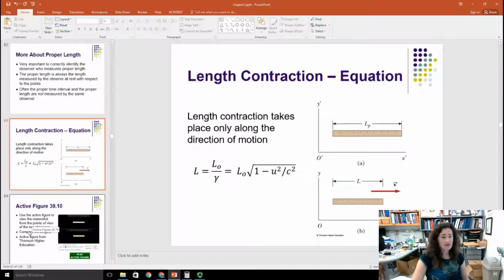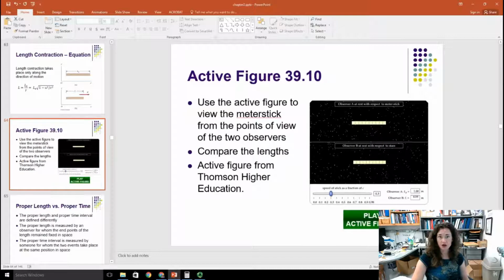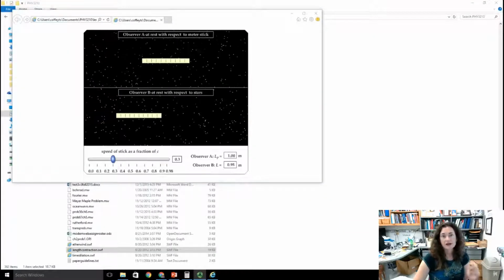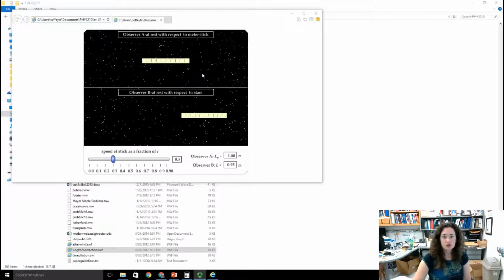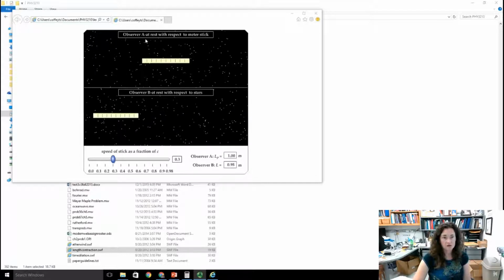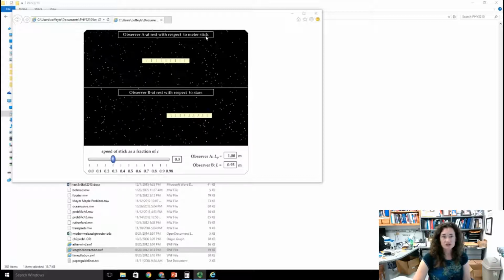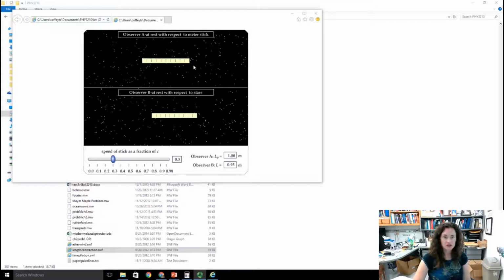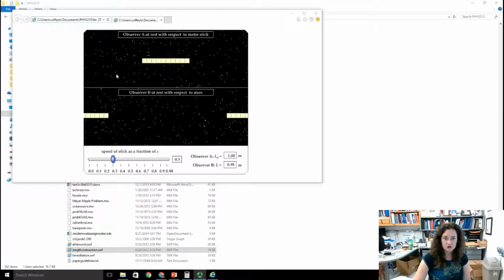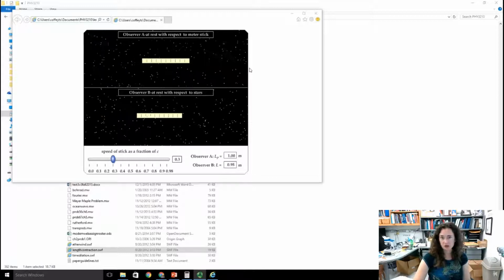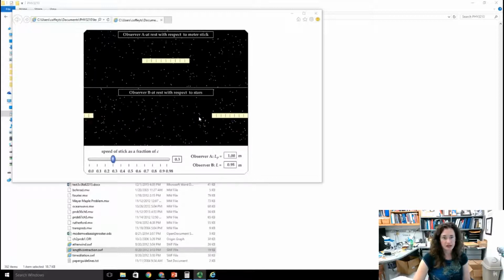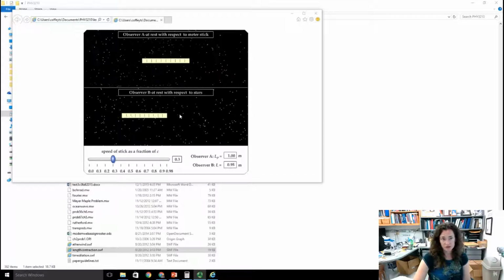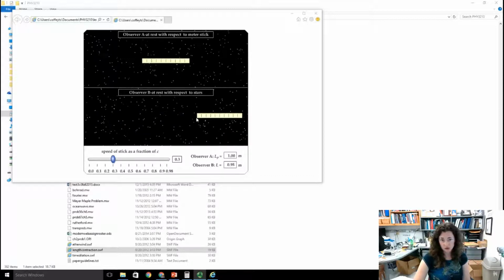Okay, now I have an active figure that I'd like to show you on this little idea, and this active figure is courtesy of Thompson Higher Education. All right, here's the active figure. We have 2 meter sticks here. One is as observed by observer A, which is at rest with respect to the meter stick. Maybe they're on the same spaceship or something, okay? And you can see that the fixed stars are moving there behind the meter stick, and it's 1 meter long, all right? Now here you have observer B. Observer B is at rest with respect to those fixed stars, and you can see the meter stick cruising by.